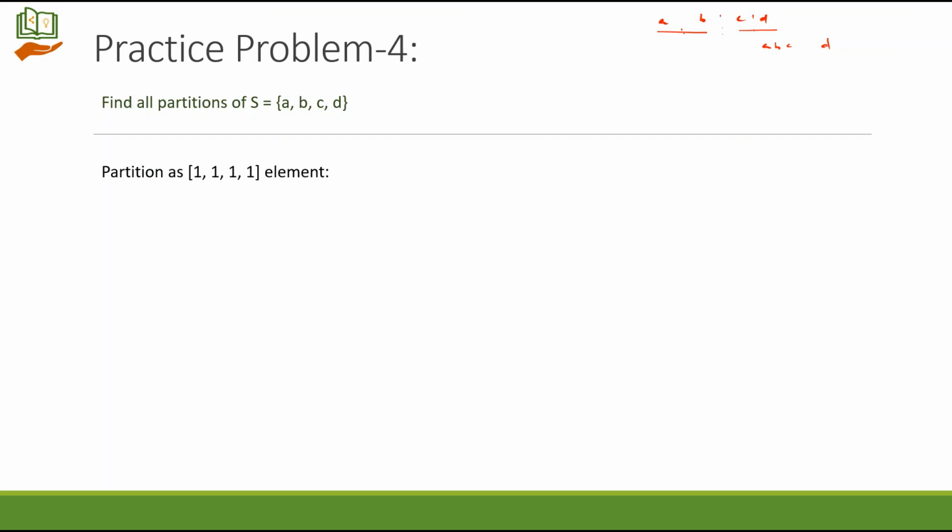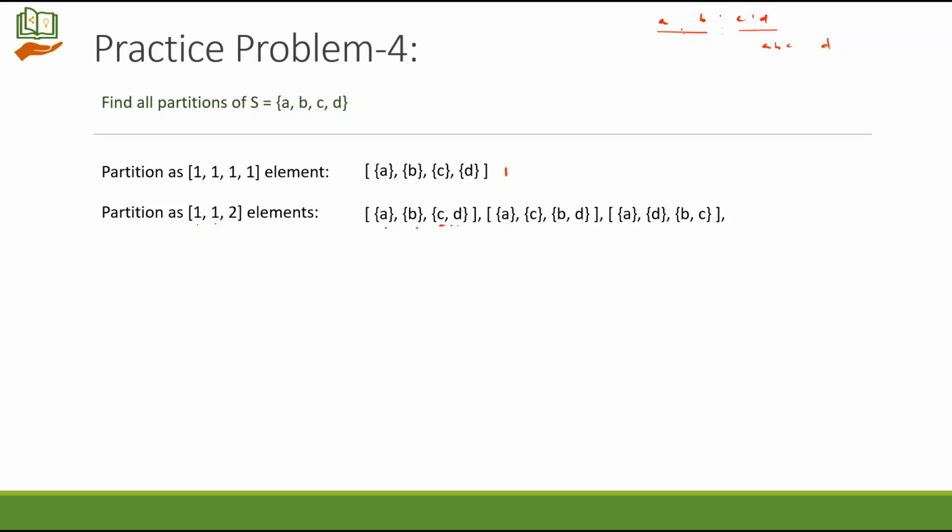We will partition as 1, 1, 1, 1 elements. It means we are considering only one element at a time. If that is going to be the case, we will have A, B, C, D inside the partition. This is one partition. When you have 1, 1, 2 elements, it means 2 elements can be taken individually. Other 2 elements have to be taken inside a set. If that is the case, we will have A, B, CD. Then we have A, C, BD as a set. Then A, D, BC as a set.